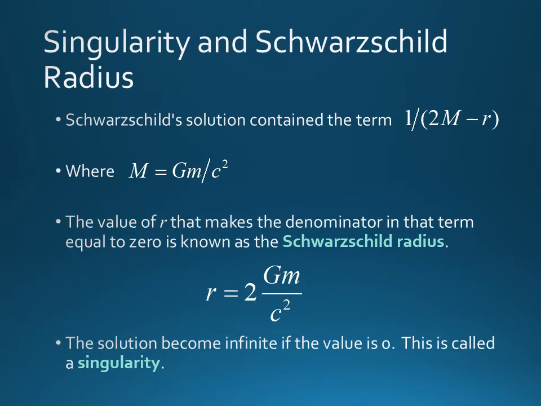Here, r is the radius of the spherical object. If r is less than 2 times m, no problem. But if r is equal to 2 times m, the denominator is equal to 0. M is the product of the universal gravitational constant and the mass of the non-rotating sphere, divided by c squared, where c is the speed of light in a vacuum. The value of r that makes the denominator in that term equal to 0 is known as the Schwarzschild radius. When you divide a finite number by 0, the answer is undefined, but in mathematics it is given the name singularity. The physical significance of this singularity and whether this singularity could ever occur in nature was debated for many decades.